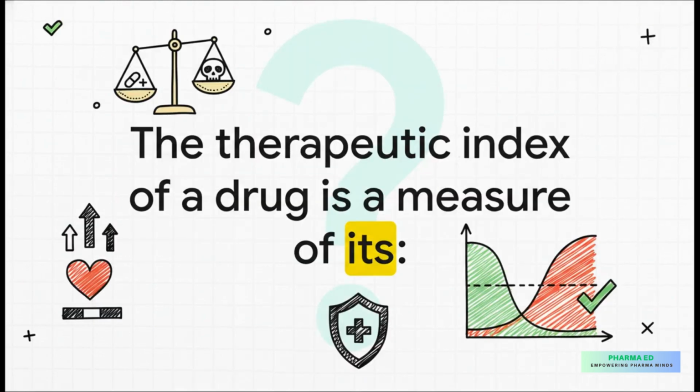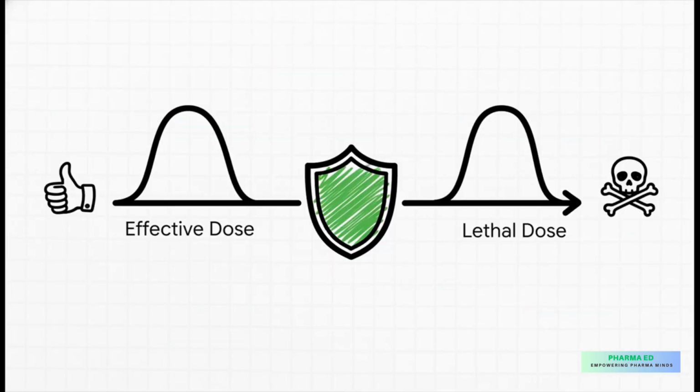Okay, next question. We just talked about this one. The therapeutic index, or TI, of a drug is a measure of its what? What is the single most important thing it tells us? That is absolutely correct. The answer is B, safety. It's not about potency or efficacy or bioavailability. The TI is purely and simply a ratio that gives us a clear picture of the drug's safety margin. A higher TI means a safer drug.